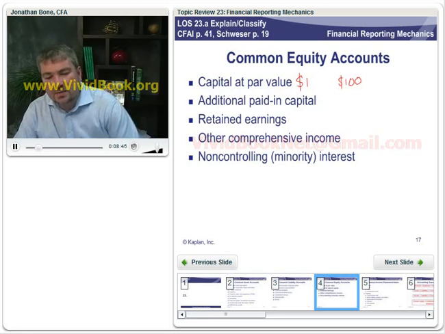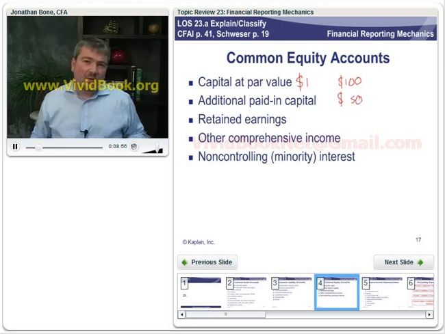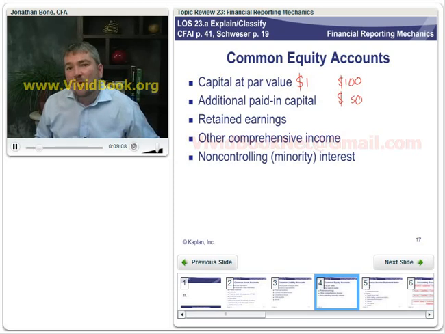Well, that's where additional paid-in capital comes in. Any amounts over and above par when you issued shares goes into additional paid-in capital. Now, typically under international accounting standards, rather than calling it additional paid-in capital, what you'll often hear it called is the share premium account. So essentially, capital at par plus additional capital represents the cash that the company has raised when it issued shares.